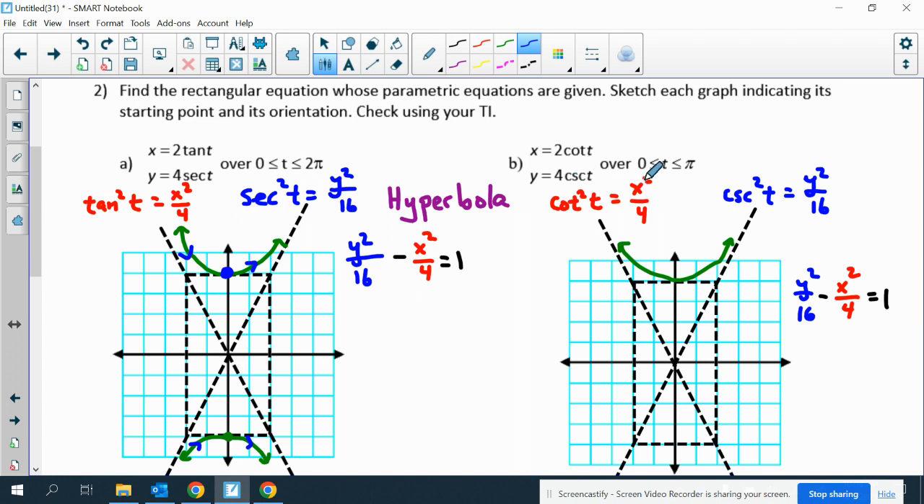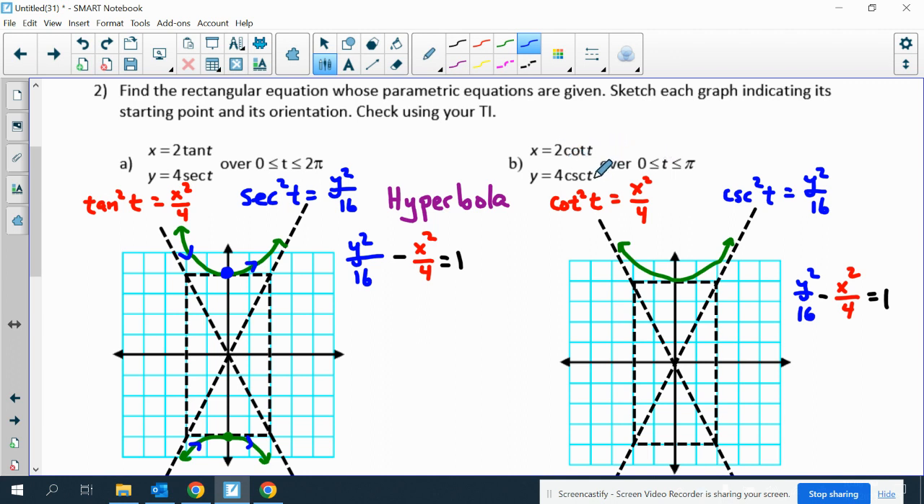For this one, when I substitute in 0, what I end up getting is infinity. So I can't really label my starting point here. So what I have to do is figure out where I'm going. And it's easy to plug in pi fourths and pi halves to kind of see what's going on.